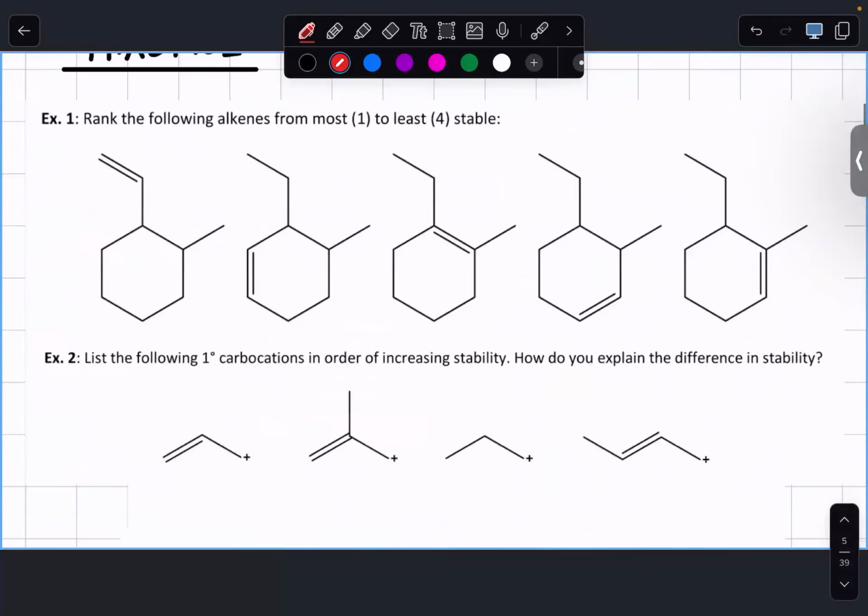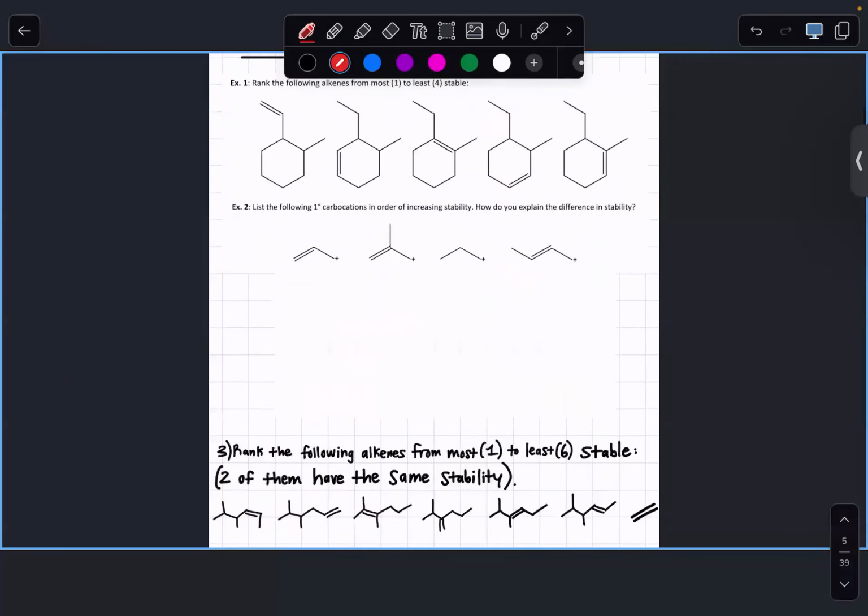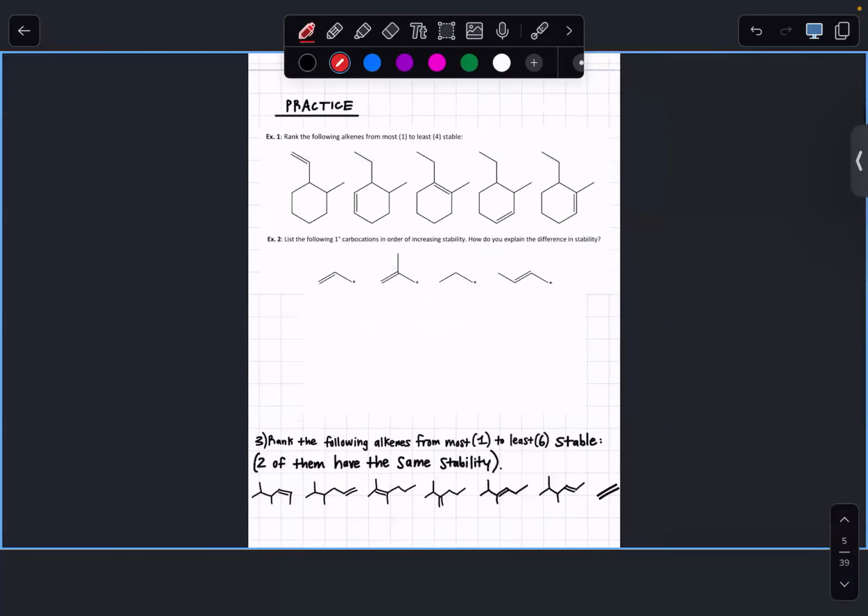Now let's try these three practice problems here.